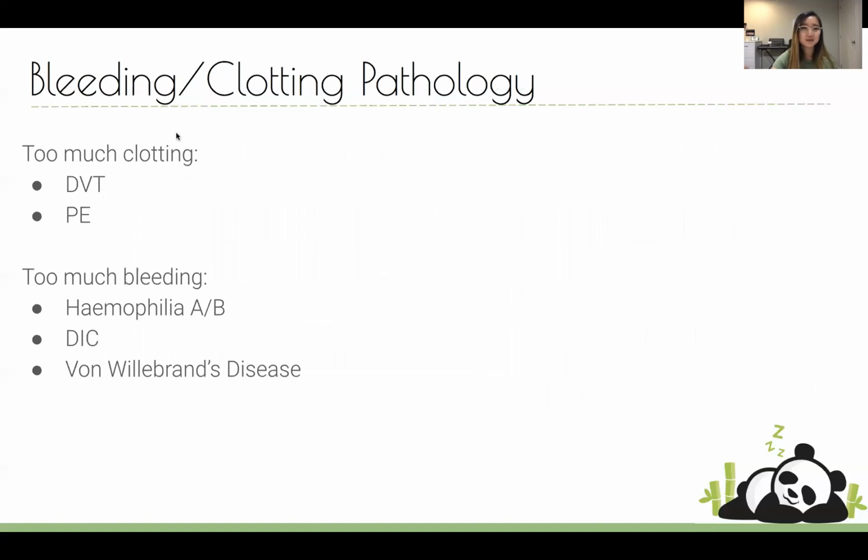Cool. So what can go wrong with bleeding and clotting? You have too much clotting, you have too much bleeding. So with too much clotting, you need to know about DVTs, or deep vein thrombosis, PEs, or pulmonary embolism, and then you can have too much bleeding, so hemophilias, disseminated intravascular coagulation, and von Willebrand's disease.